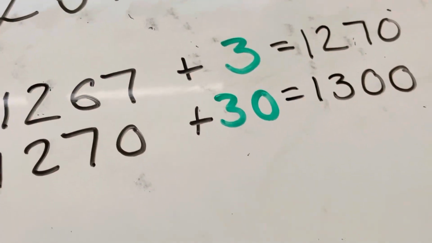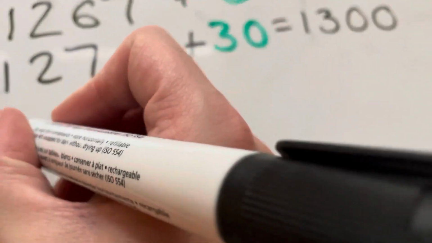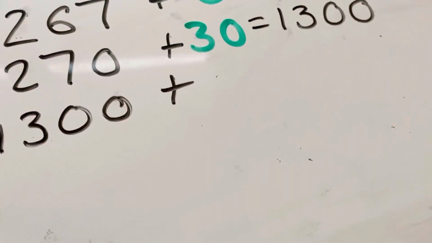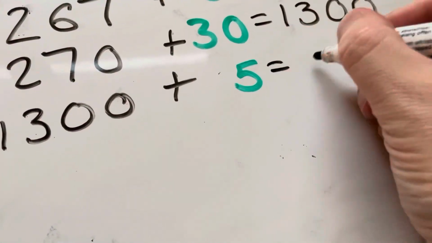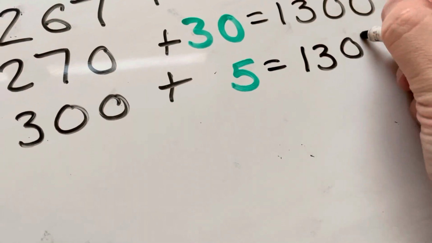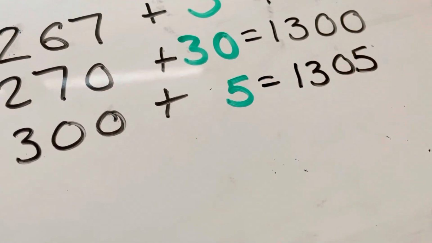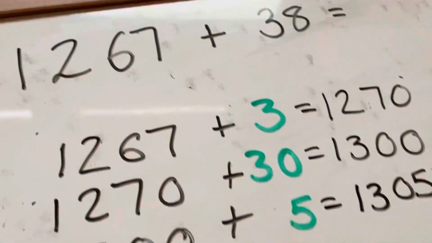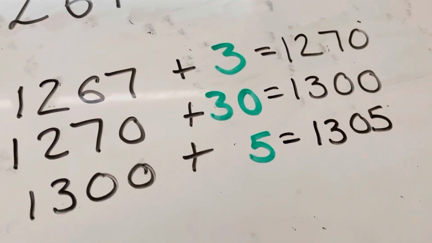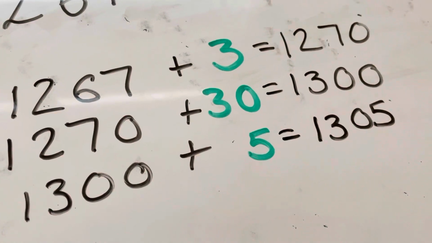I've added 33, I've got 5 left to add, so I'm going to start with my 1,300. I'm going to add my final 5. You'll not be able to tell me what the answer is here, it's very obvious. 1,305. That's the final answer, 1,305. 30 add 5 is 35, add 3 is 38. That's what I had to add. That's the answer. I'm going to give you a question now. Good luck.